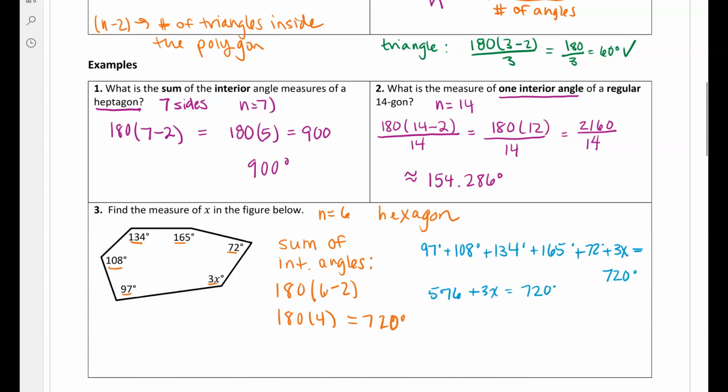Now we can solve this algebraically. We subtract 576 from both sides of the equation, so 3x equals 144, and then divide by 3. So x equals 48. The angle that's right here is not 48 degrees; that angle is 144 degrees. But when we're asked to solve for x, it's just that x that equals 48.